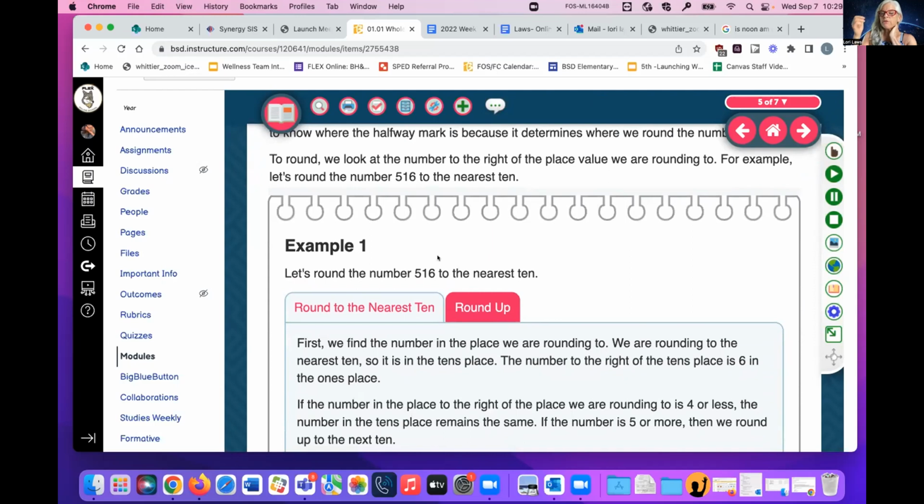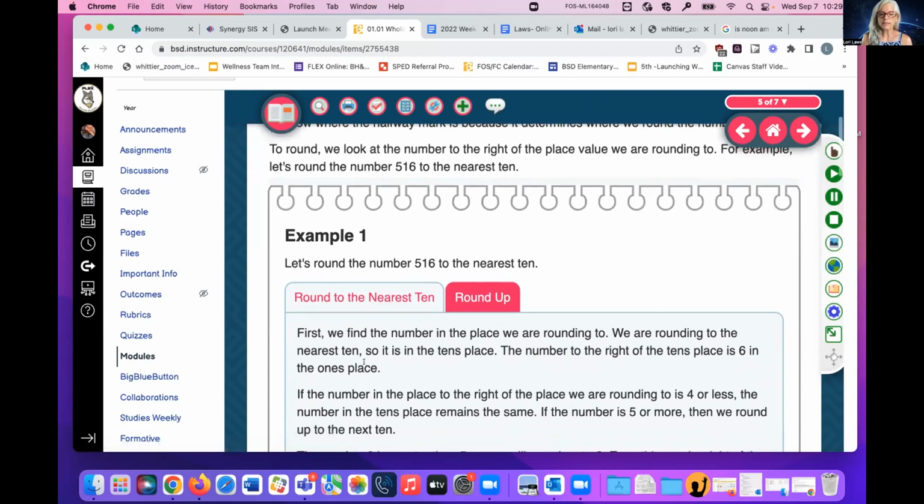So when you do rounding, the first thing you have to know is what place value you are rounding to. Let's round 516 to the nearest 10. So which digit in here is the 10? Well, it's this one right here, this 1. And then all I have to look at is the number to the right of it to say, am I closer to 510 or am I closer to 520? Well, if this number is 5 or above, I'm closer to 520. I'm closer to the next 10 up. So I'm going to round it to the nearest 10.